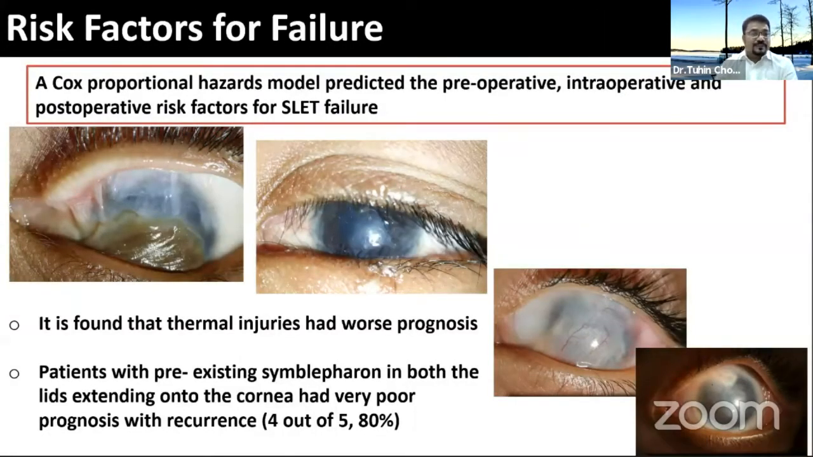These are the risk factors for failure. It was found that thermal injuries had a worse prognosis, and patients with pre-existing symblepharon in both the lids extending onto the cornea had a very poor prognosis for recurrence, that is 4 out of 5 cases, 80% of the cases.